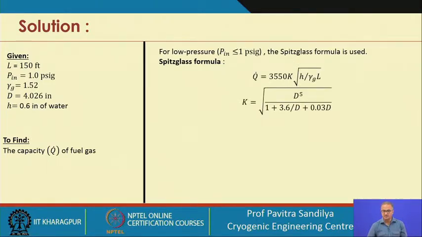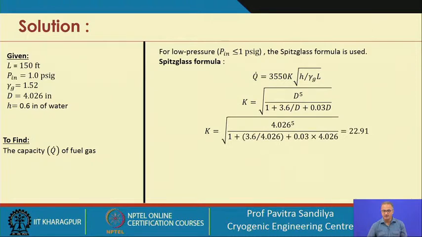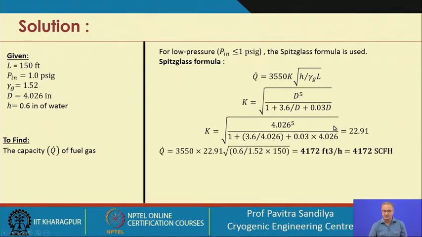So, we use the Spitzglass formula here, and to find out the value of K, we put this expression, we get the value of K, and we plug in the values of everything here. We find out the volumetric flow rate using this particular Spitzglass formula, and this is coming in standard cubic feet per hour.